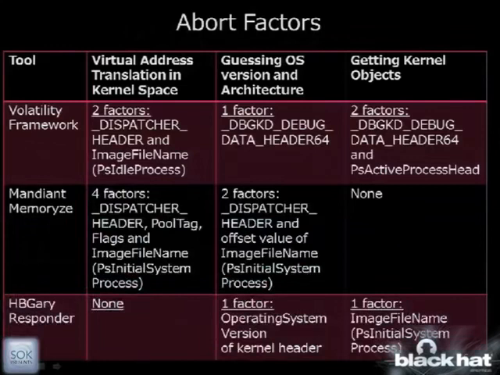Okay, this table shows abort factors in the 3 operations: 5 factors in Volatility, 6 factors in Memorize, and 2 factors in Responder. Generally, checking as much data as possible is recommended, but if the data are easy to modify, the validation works negatively, and analysis tools lose their robustness.